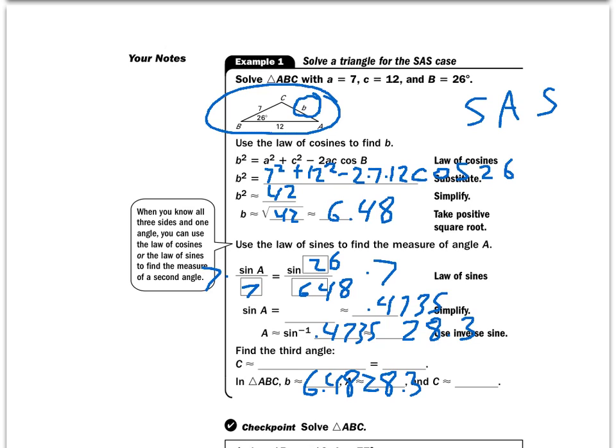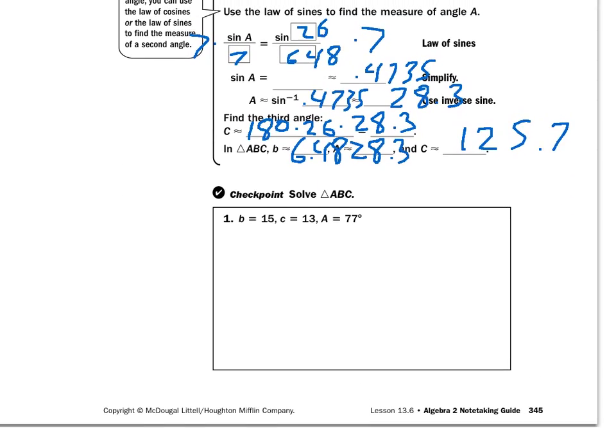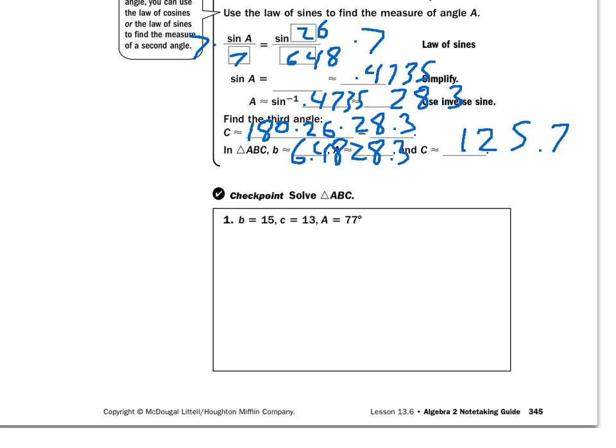and to find C, I'm just going to do 180 minus what I know, 26 and 28.3. And we find that C is 125.7. So the last half is the stuff we already know. First half is the good stuff. You take a minute and do this one here by yourself. See if you can do it.